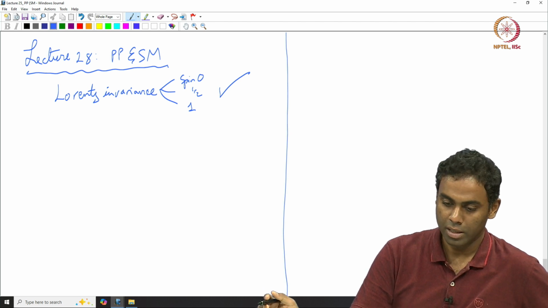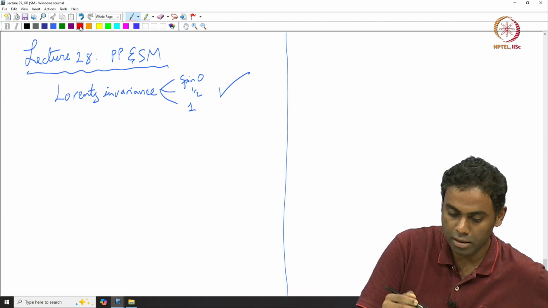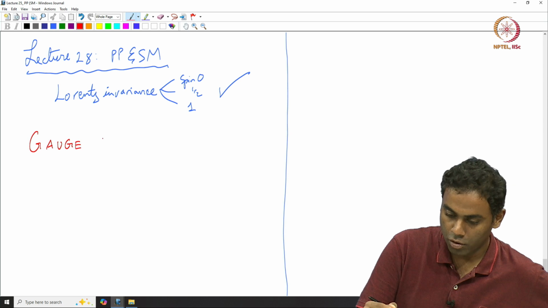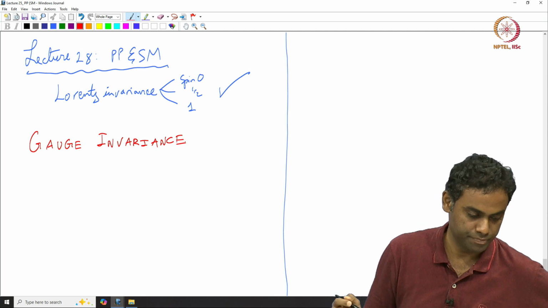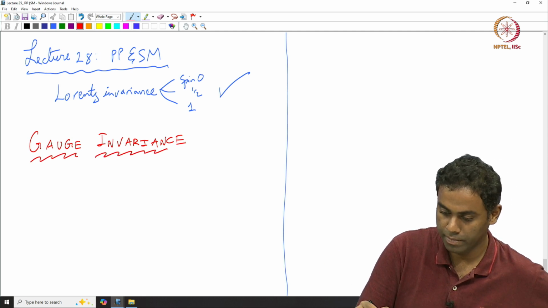Okay. Next we are going to deal with yet another symmetry that, for reasons not completely understood, nature seems to really love, and that is gauge invariance.